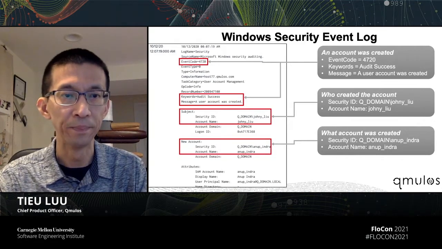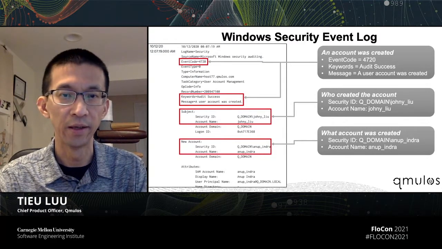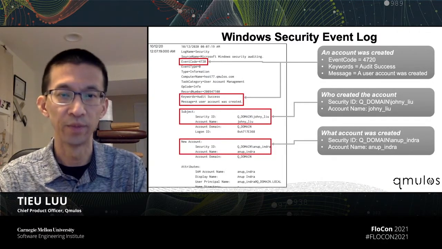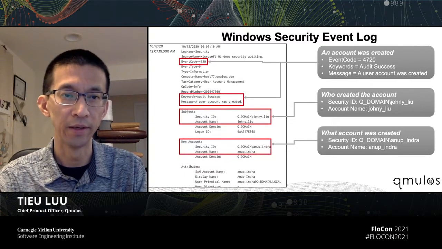Third, we'll want to pull the message element. So this is just a user-friendly description of the specific action that was performed. A user account was created. So that's the first group of information we need.